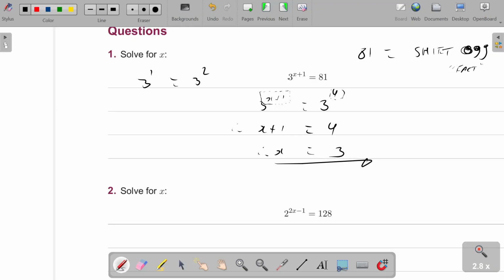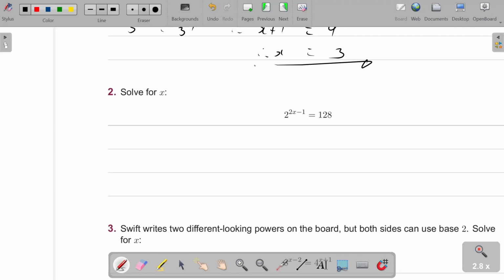And you can verify that, right? What if x is equal to 3? Well, that'll be 3 to the power of 3 plus 1, which is equal to 3 to the power of 4. And that makes sense because 3 to the power of 4 is equal to 3 to the power of 4. Next problem. Now, this is 2 to the power of 2x minus 1 is equal to 128.